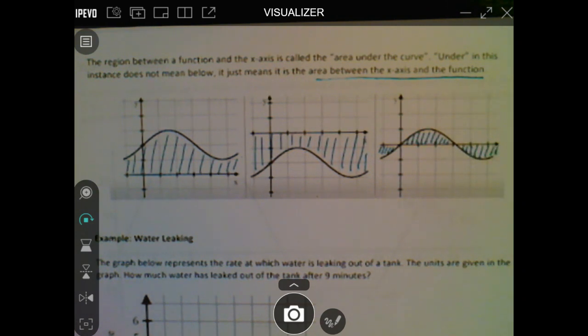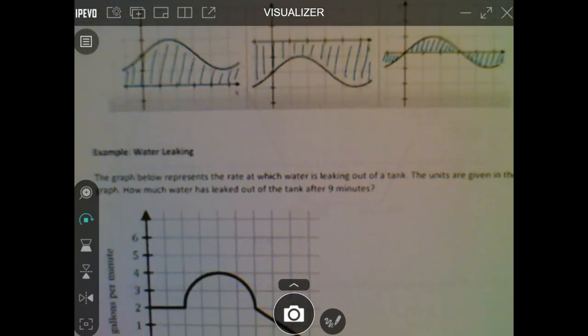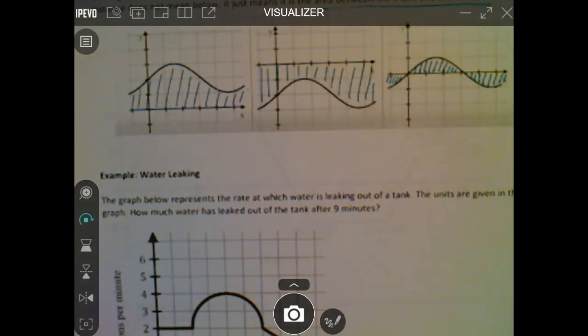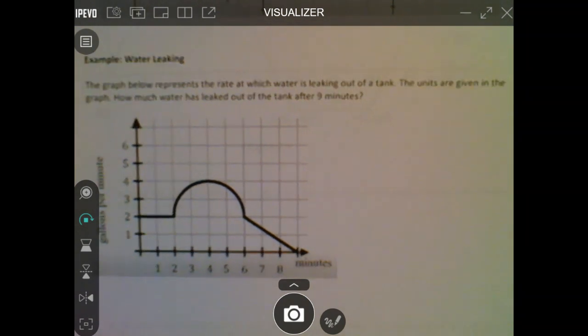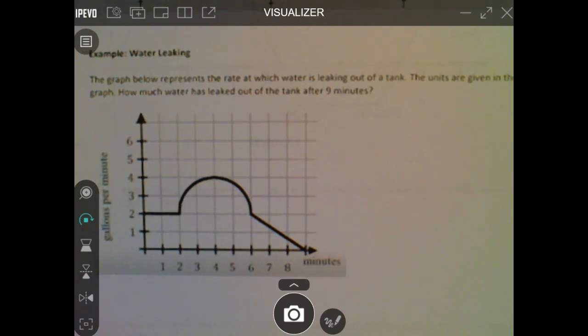So again, that's basically the area that's trapped between the curve and the x-axis when we talk about the area under the curve. And the nice thing about this is that, again, it shows the accumulation of whatever the value is over time. In the last case, it was the accumulation of the distance that we traveled over the 4 hours that we were driving. So for this example, the graph is representing the rate at which the water is leaking out of a tank. And our units are given in the graph.